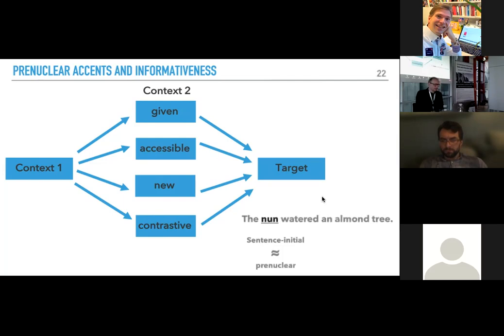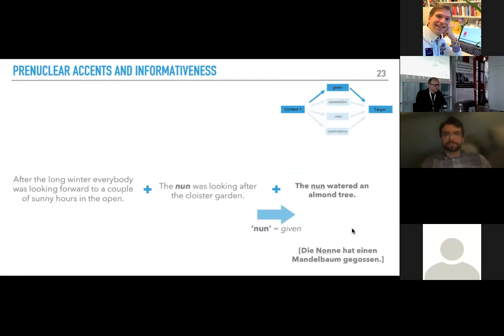An example target sentence is: the nun watered an almond tree, in the English translation. Die Nonne gießt ein Mandelbaum. We have several versions of this sentence on the next slide. And nun is the target word. So this sentence initial noun is what we're looking at more closely. So let's go through an example story with the 4 conditions.